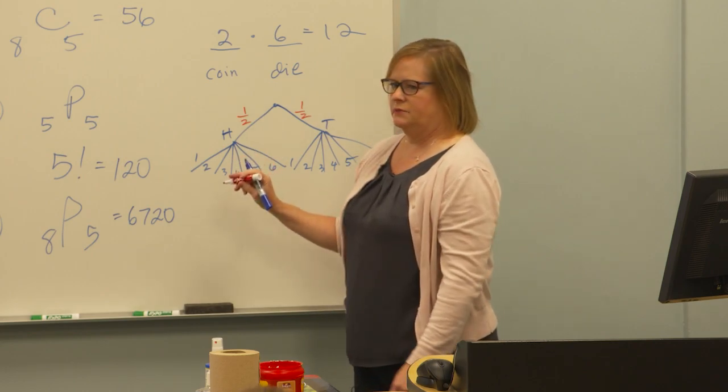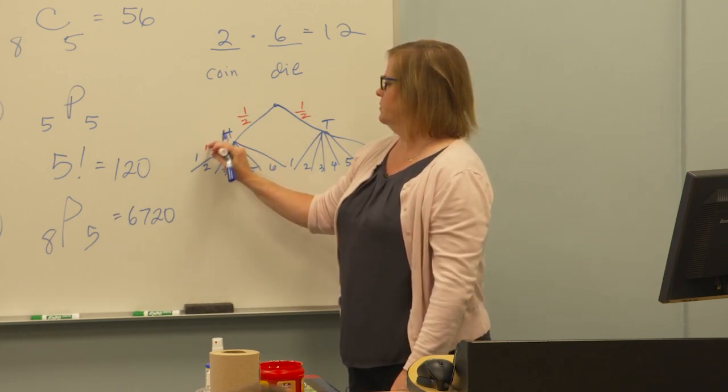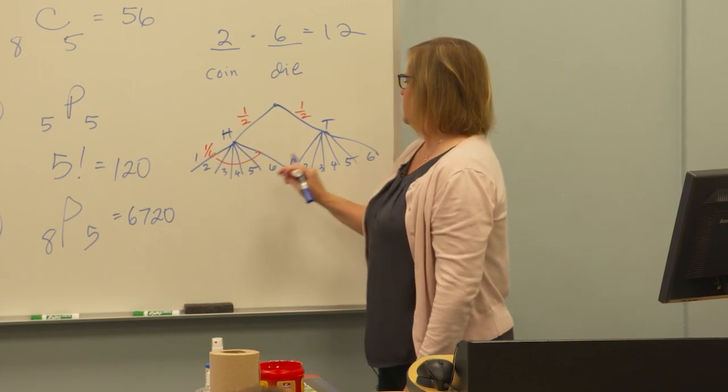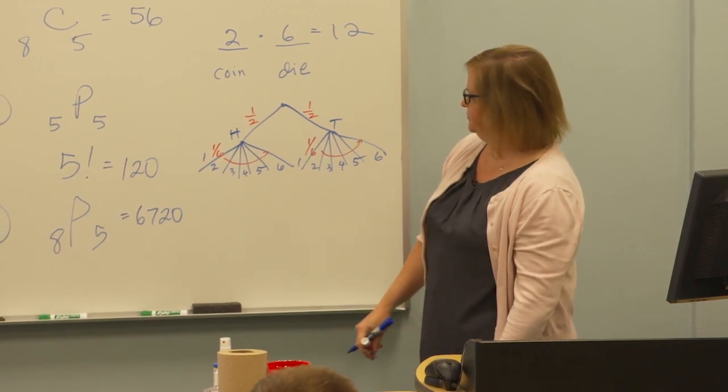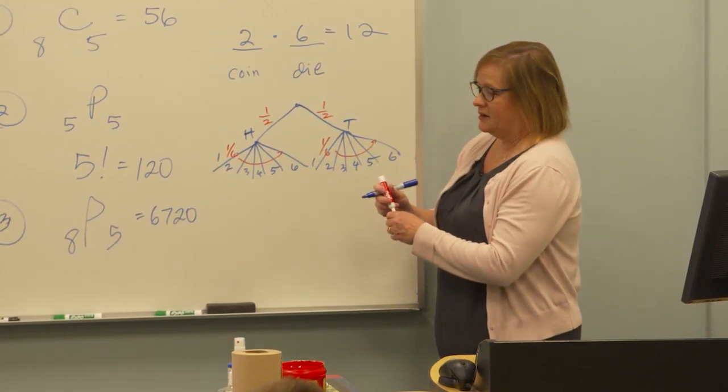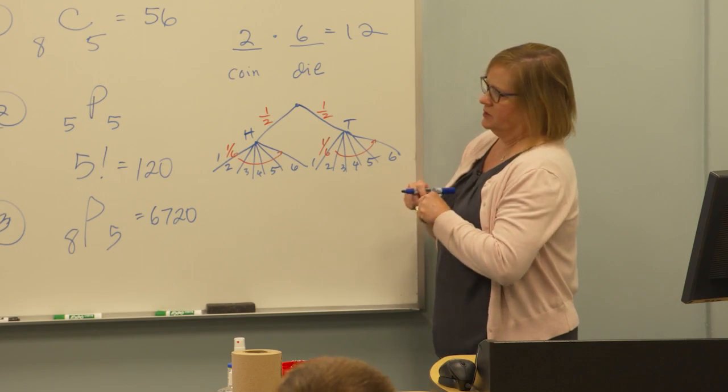And then probability, what's the probability of each? 1/6. Since they're all the same, I'll just do that. 1/6, like that, okay? Then at the bottom, you put in what the final outcomes are.